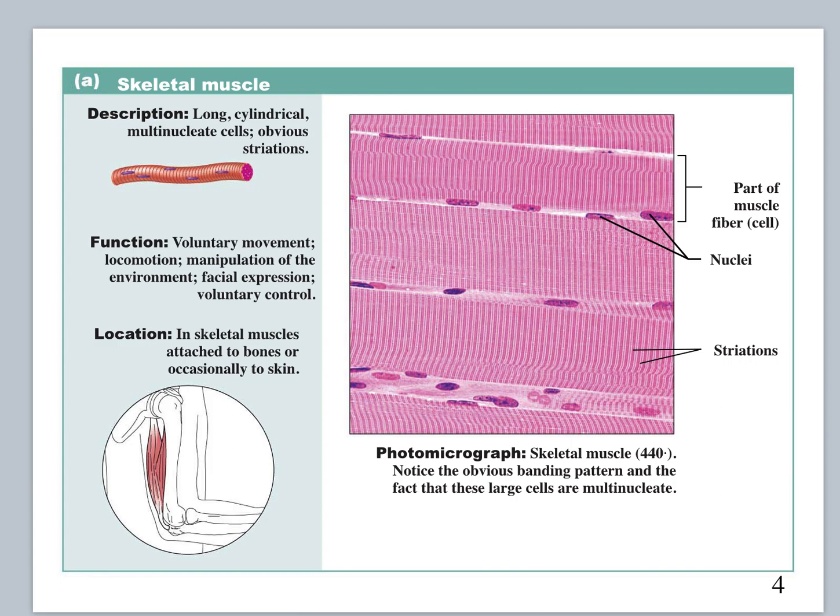You've seen this picture before in histology, but this is a photograph of a skeletal muscle. You see the striations in there. See the function and location of the muscle. This is the basic histology for the skeletal muscle.